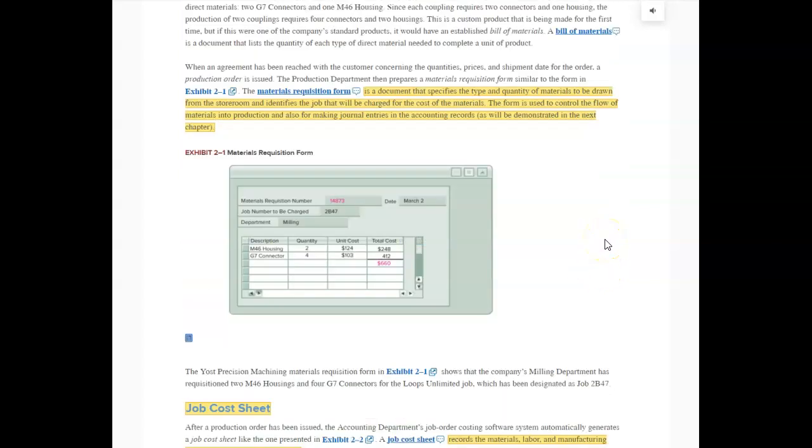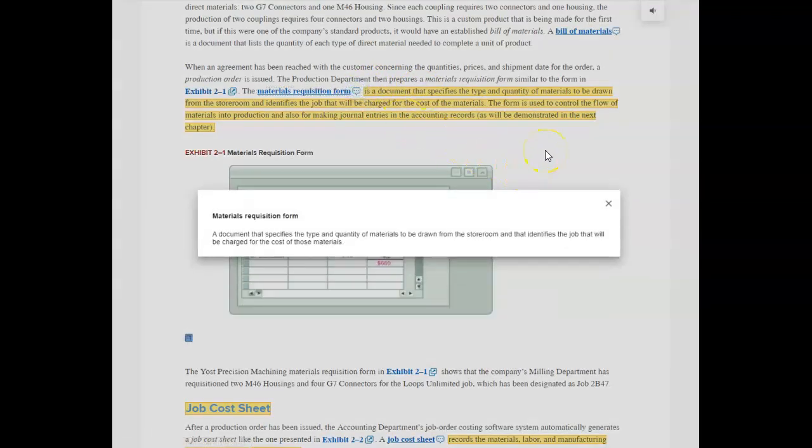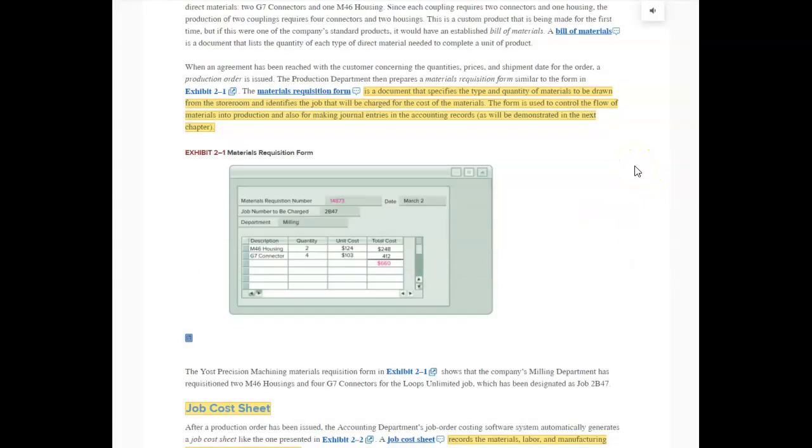Now they first start talking about a materials requisition form. You don't have to memorize this form. You need to know what it is. And like the definition here says, it's a document that specifies the type and quantity of materials to be drawn from the storeroom, and that identifies the job that will be charged for the cost of those materials. Well, what does that mean? All right, you have a job that's getting started out in the production process, out on the factory floor. You need materials for that job.